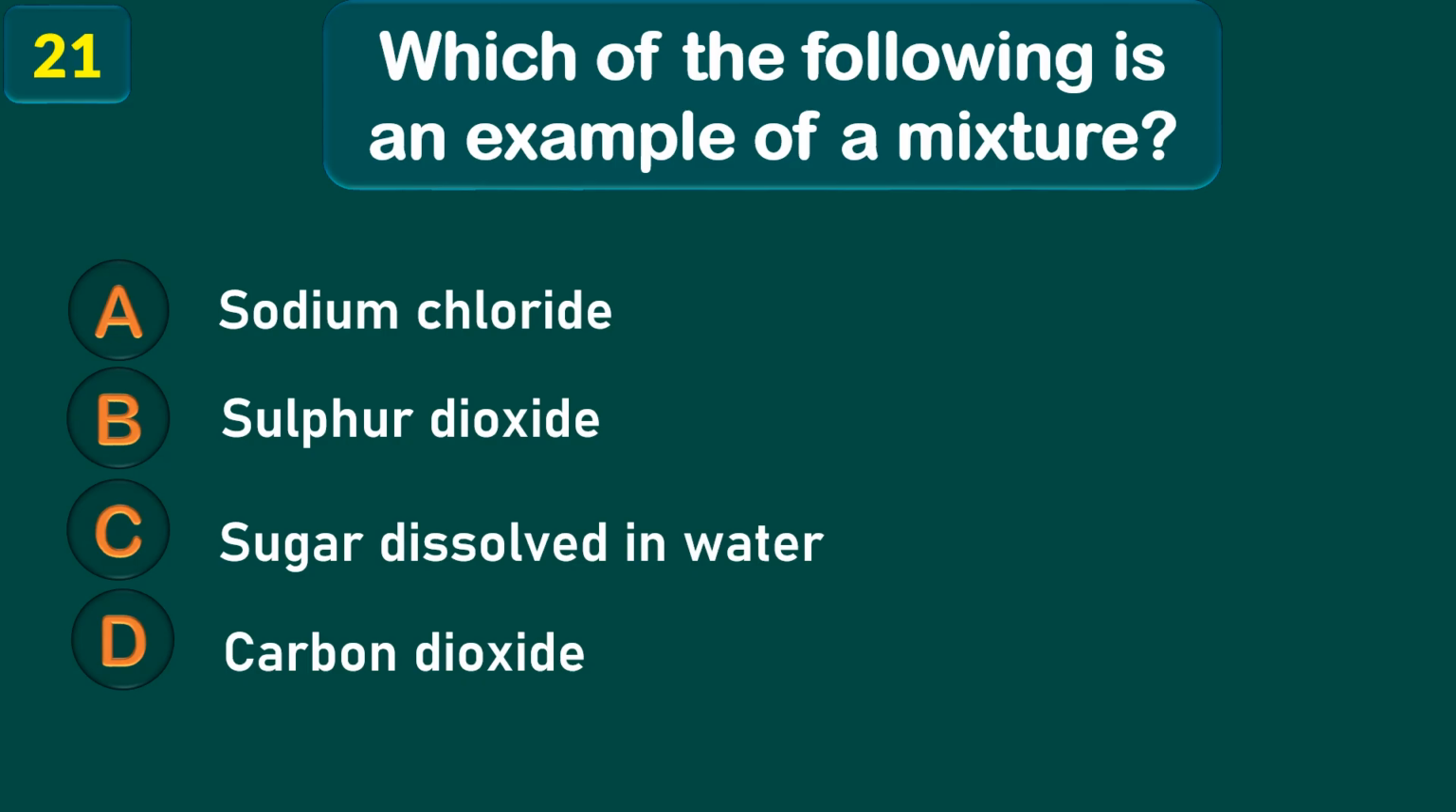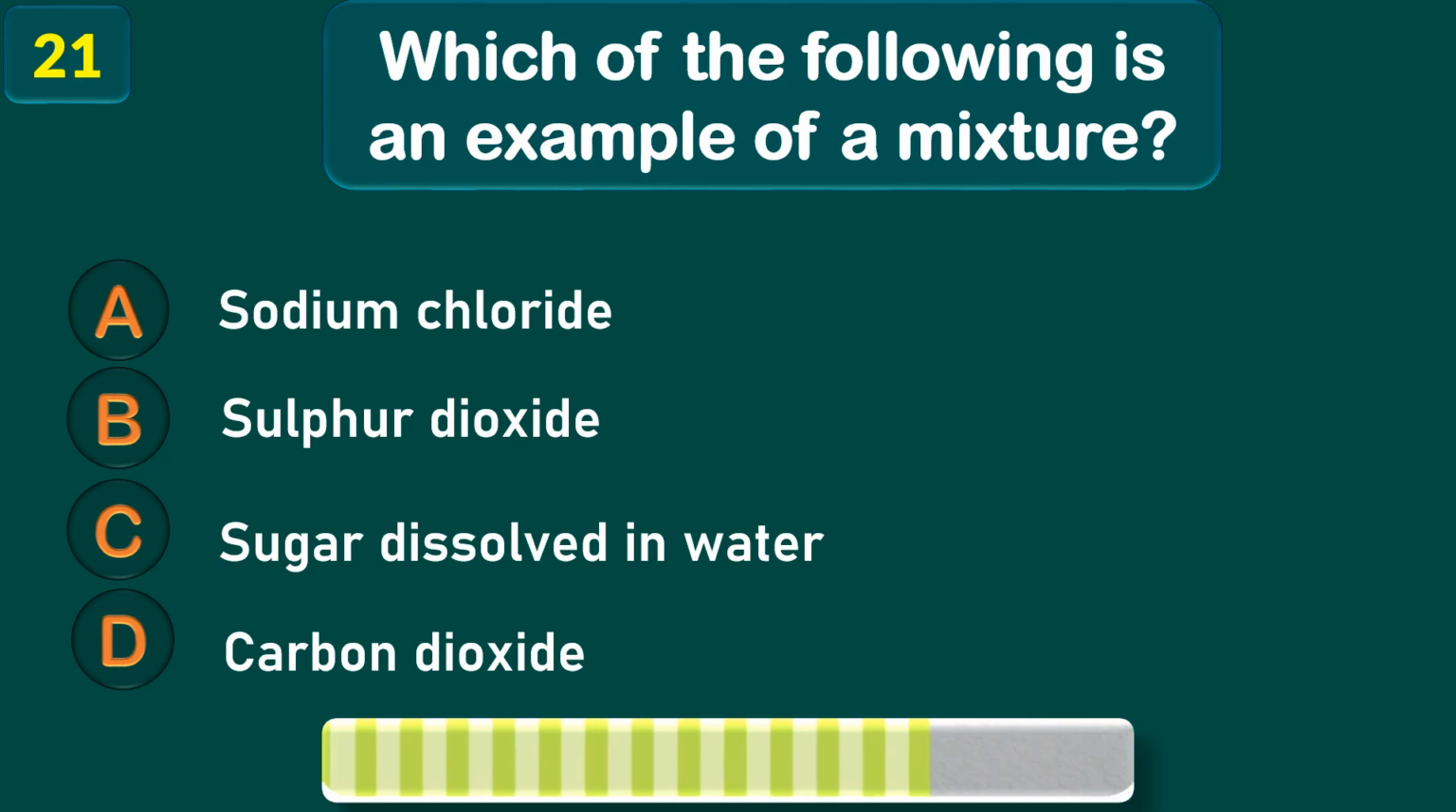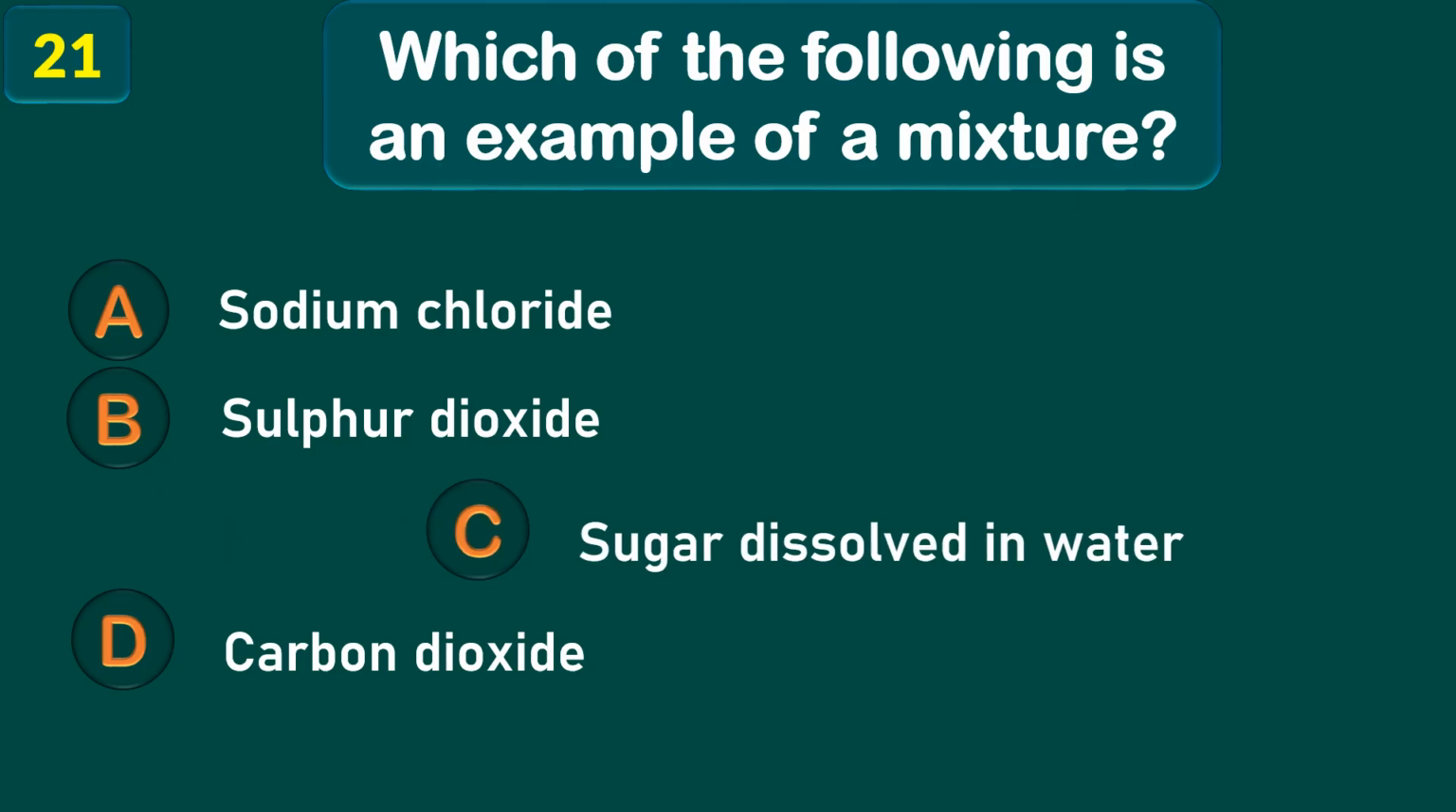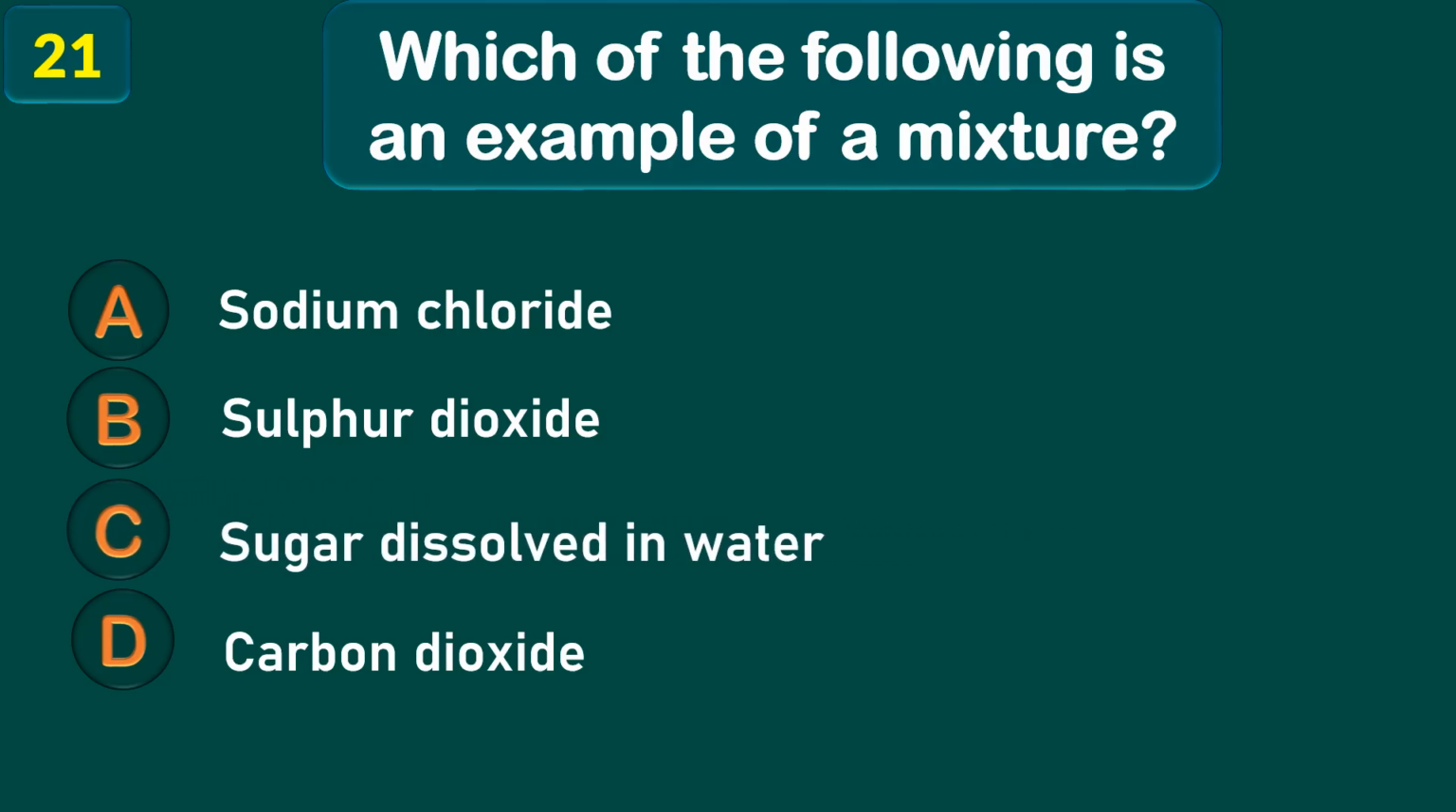Which of the following is an example of a mixture? A. Sodium chloride, B. Sulfur dioxide, C. Sugar dissolved in water, D. Carbon dioxide. Answer: C. Sugar dissolved in water.